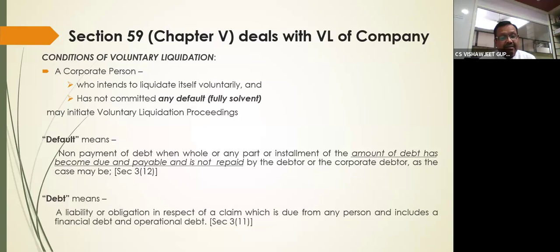Now, what is debt? Debt means a liability or obligation in respect of a claim which is due from any person and includes a financial debt and operational debt. This is the definition given under Section 3, Subsection 11 of the IBC. Both debts are included.